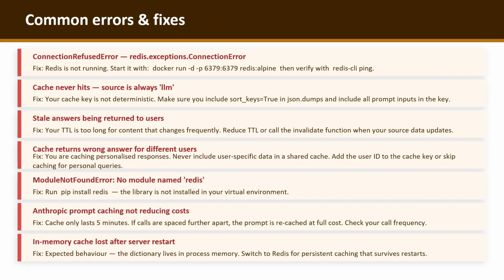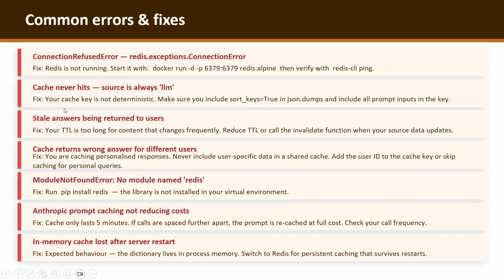Next, common errors. If you see a connection refused error, Redis is not running. Start it with the Docker command from slide 5. If the source field always says LLM and never cache, your cache key is not deterministic. Check that you are using sort_keys equals true in json.dumps, and that all inputs are included.